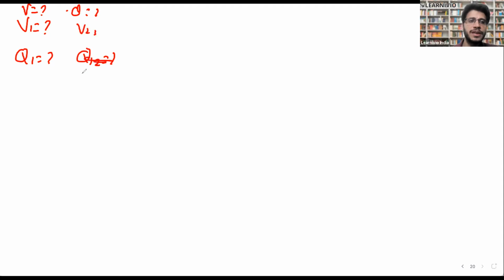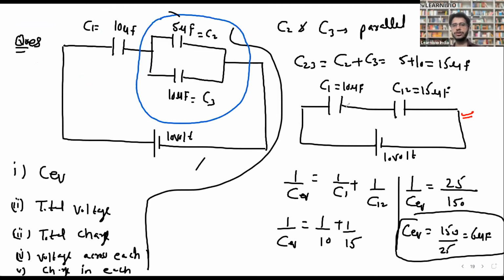Basically, I'm asking you to repeat the question, first question of capacitors. Do it fast. Calculate total voltage, total charge, voltage across C1, and voltage across C2, C3. Do it now. You all know how to solve this circuit. That's why I was saying if the basic circuits are good, you can solve any circuit.